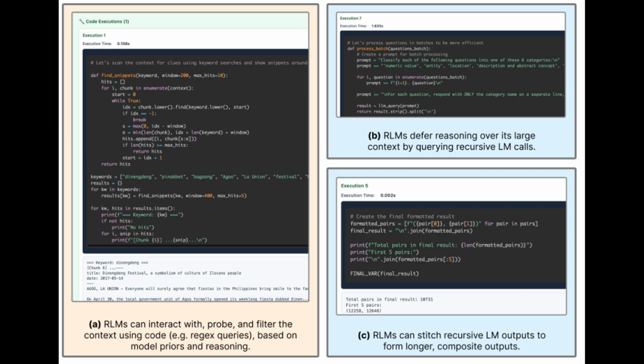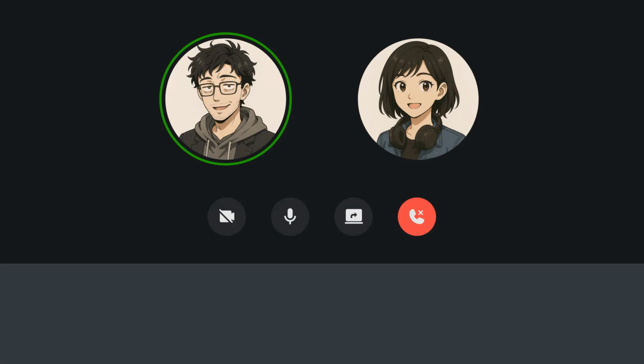And finally, in panel C, we see how RLMs can stitch together outputs from recursive calls to form longer composite outputs. And this is particularly important for tasks that require aggregating information from different parts of the input. The model can process each part separately and then combine the results programmatically. The paper mentions that this was especially useful for the OOLONG pairs task, where the model needed to find and process pairs of related information from different parts of the text.